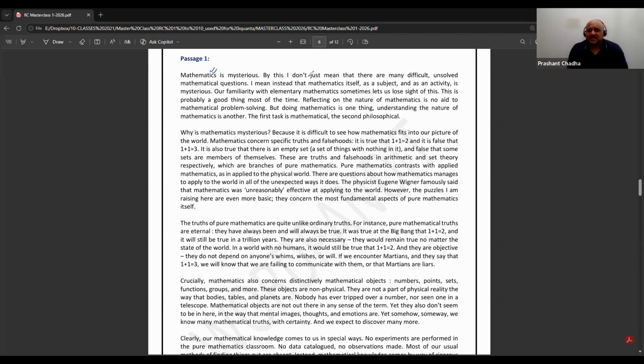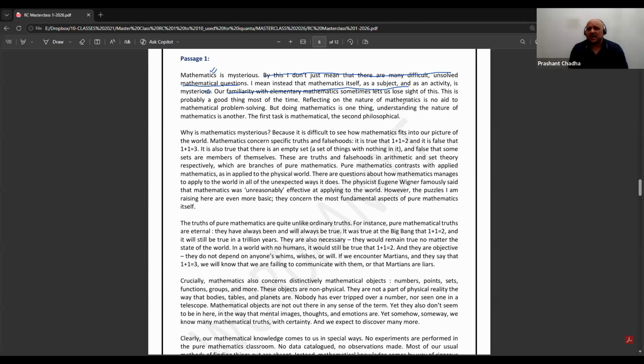So mathematics is mysterious. I don't just mean that it's difficult, unresolved mathematical questions. I mean instead mathematics as a subject, as an activity is mysterious. So he's labeling mathematics as a subject, as an activity as mysterious. If I apply my strip method of reading, this is not really required. Agreed. Our familiarity with elementary mathematics lets us lose sight of this. Again, just something which is describing this particular line. This is probably a good thing most of the time. Relying on the nature of mathematics is no aid to mathematical problem solving.